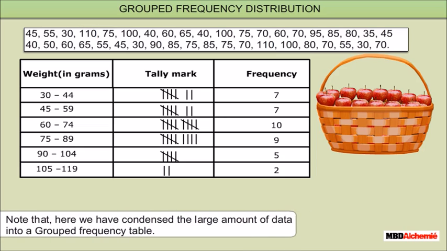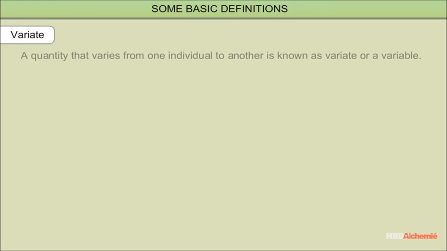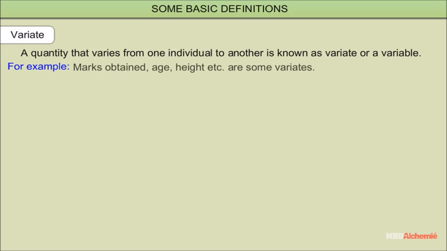Note that here we have condensed the large amount of data into a grouped frequency distribution table. Some basic definitions. Variate. A quantity that varies from one individual to another is known as variate or a variable. For example, marks obtained, age, height, etc. are some variates.